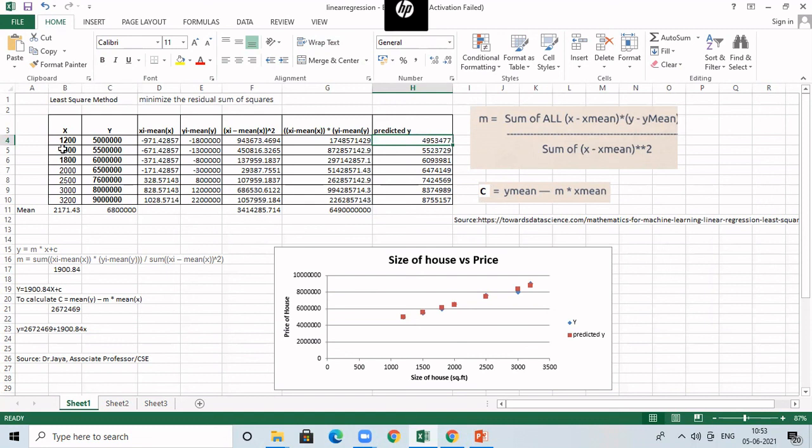Similarly, take the next training example, x is 1500, apply that in this model, and predict the value of y. This is a predicted value of y. Likewise, you have to do it for all the values. And you can plot the graph between the predicted value and the actual value. The blue color points represent the actual values, and brown color points represent predicted values. So now this is the basic idea behind the prediction for this.